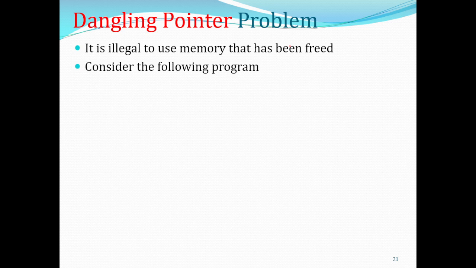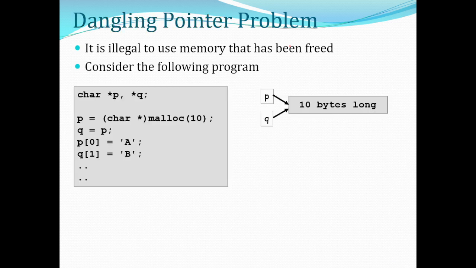Another problem is the dangling pointer. Let me give you an example. I have two char pointers. With malloc, I have a 10 bytes long chunk. This is given to me. I believe it's written this way. And then q equals p, which means those two pointers are pointing to the same place, and I can use those with these pointers.